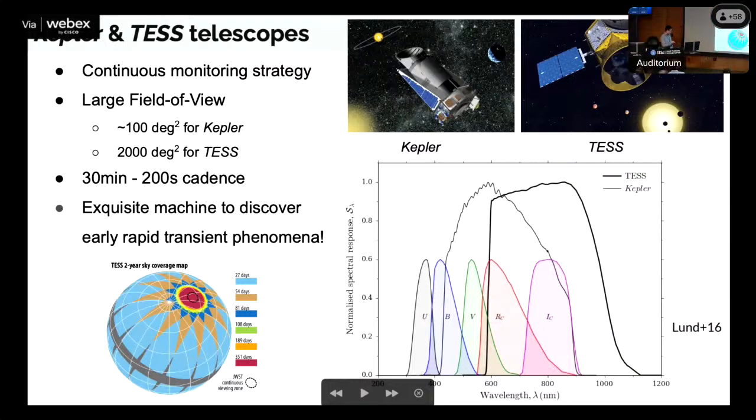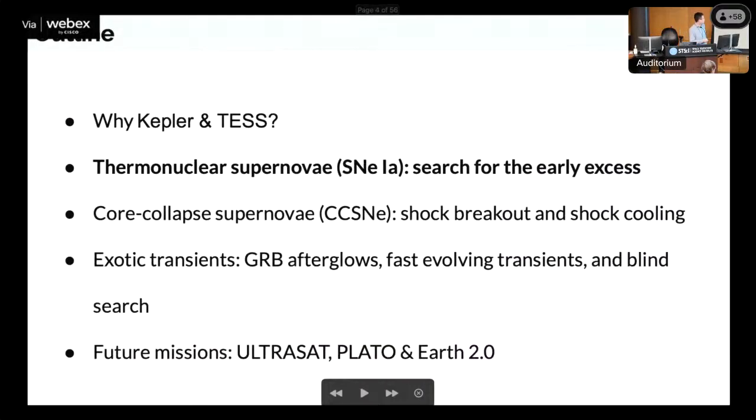So transient scientists can take a free ride with these exoplanet hunters. So what are the science cases we are interested in? I'm going to start with thermonuclear.